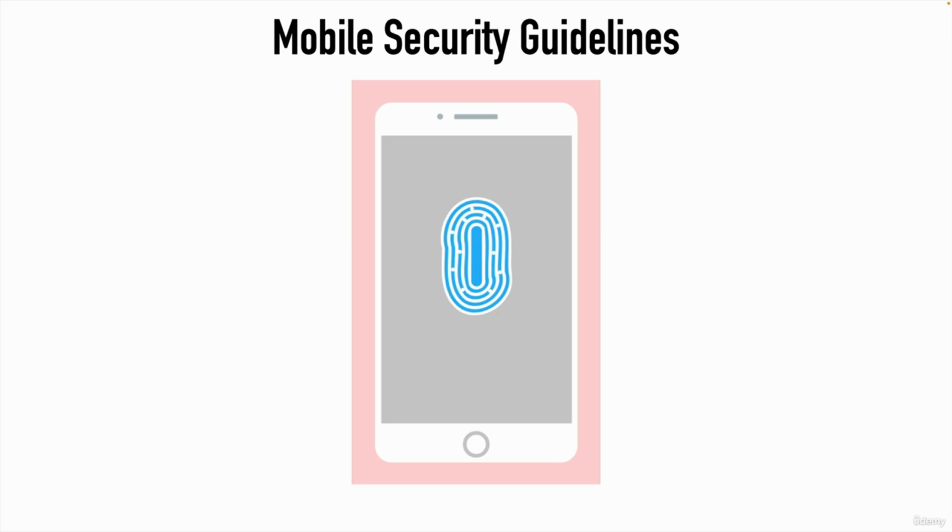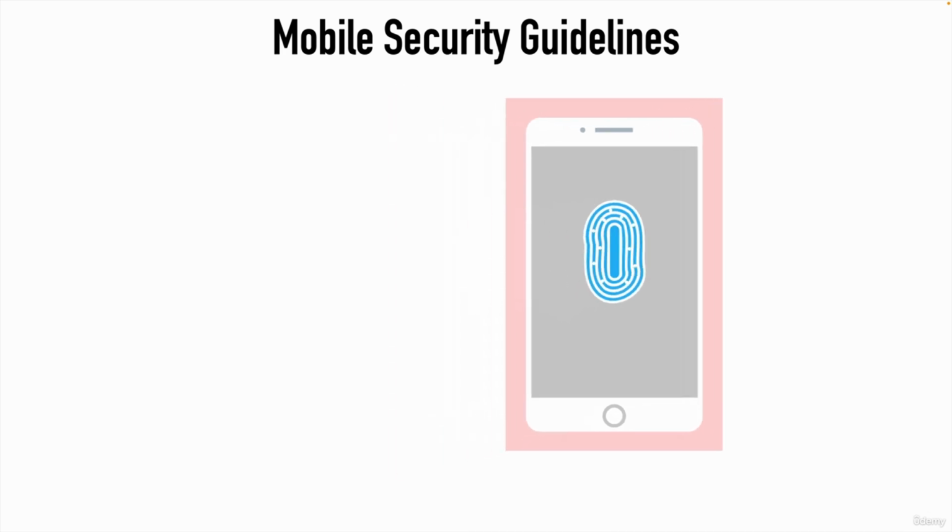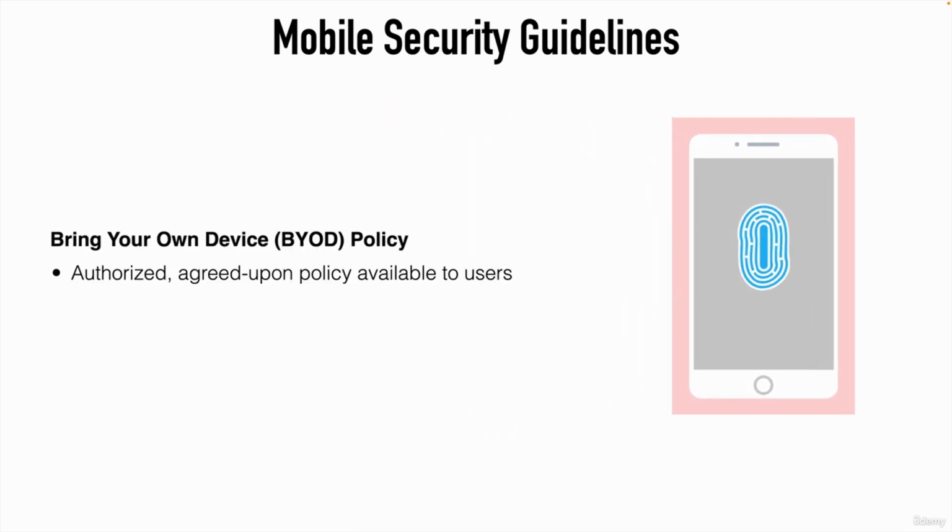We've explored some of the dangers associated with mobile devices on a corporate network, so let's talk about some important guidelines for the usage of those devices. This all begins with creating our own device policy, what we call a BYOD policy, bring your own device. This should be an authorized enterprise policy that is made available to the internal users, and that should outline acceptable usage of the network and the devices.